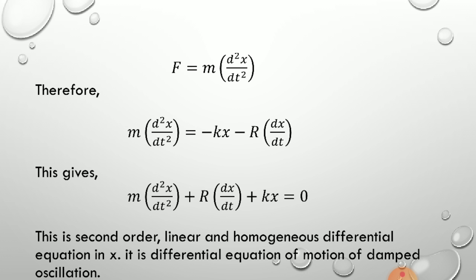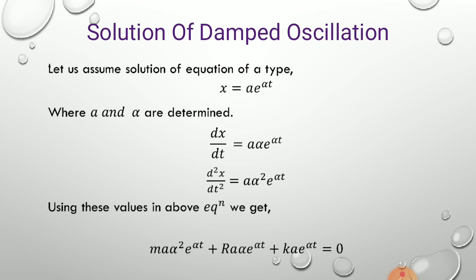This is second order because the highest derivative is 2. Homogeneous because each term contains the dependent variable or its derivative, and linear because the dependent variable and its derivative appear in the first power and no product term of the dependent variable and its derivatives occurs in the equation. Now we have to obtain the solution of this damped equation.